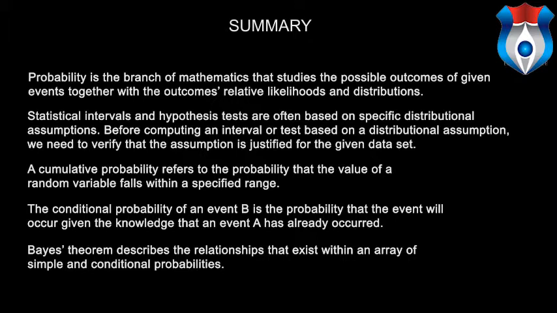A cumulative probability refers to the probability that the value of a random variable falls within a specified range. The conditional probability of an event B is the probability that the event will occur given the knowledge that an event A has already occurred. Bayes' theorem describes the relationships that exist within an array of simple and conditional probabilities.